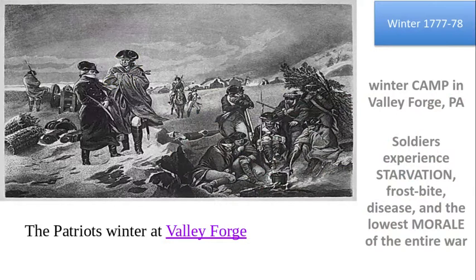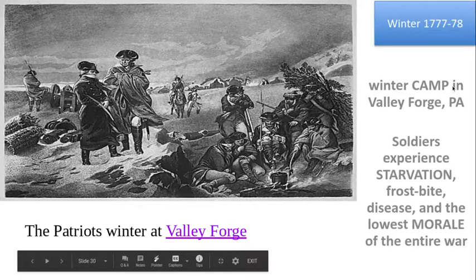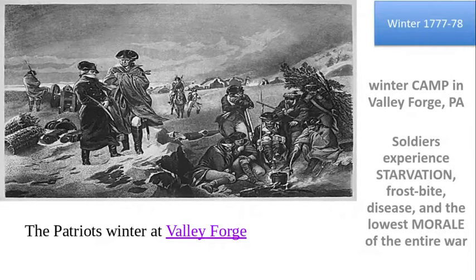So what does Washington do after getting absolutely annihilated around Philadelphia and losing the capital? Well, he retreats into the Pennsylvania wilderness again to a place called Valley Forge to make his winter camp. The British are going to spend the party season in Philadelphia, nice and warm, lots of food, nice houses to sleep in. They're going to have a good time.